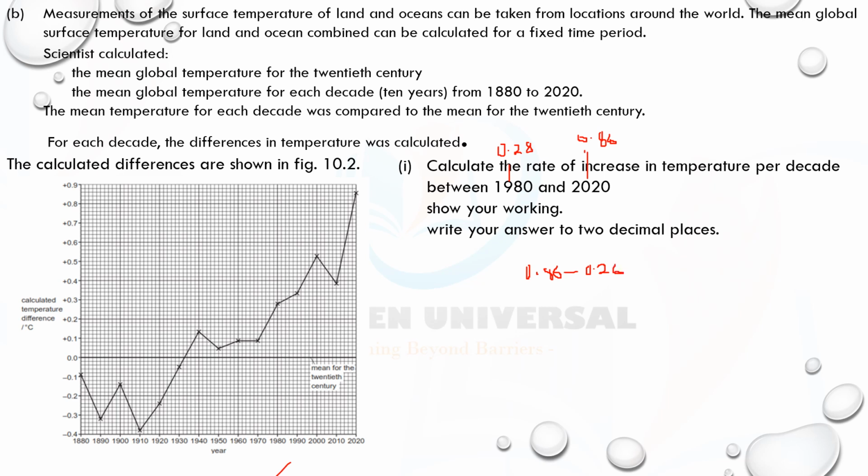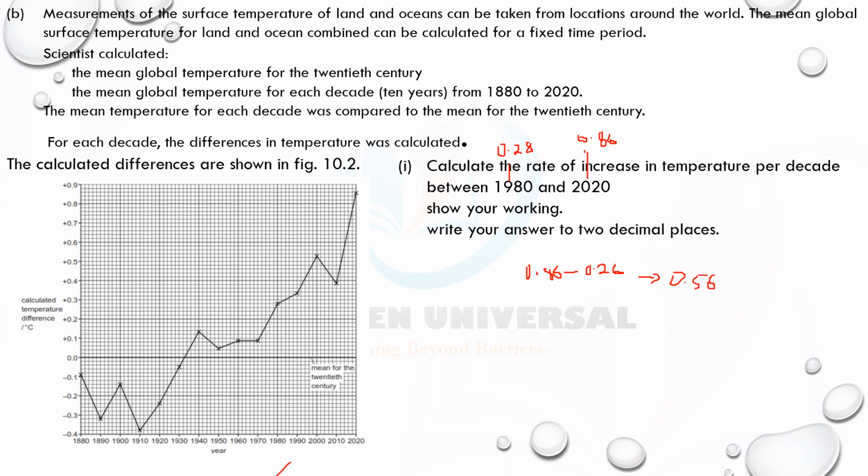I have mine here. Come on. 0.86 minus 0.28. So that gives us what? 0.58. So that 0.58 is for 4 decades, guys. 0.58 for 4 decades.